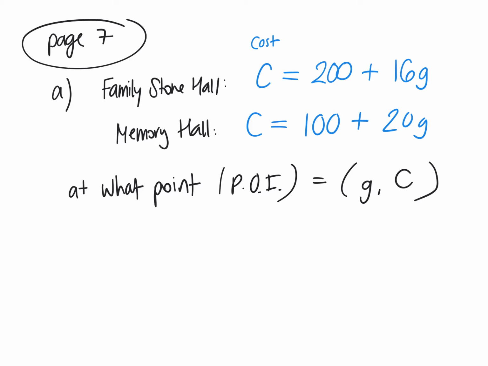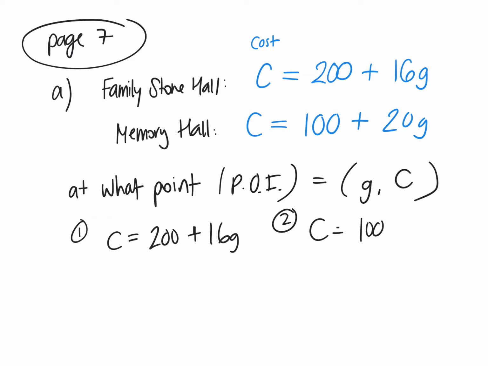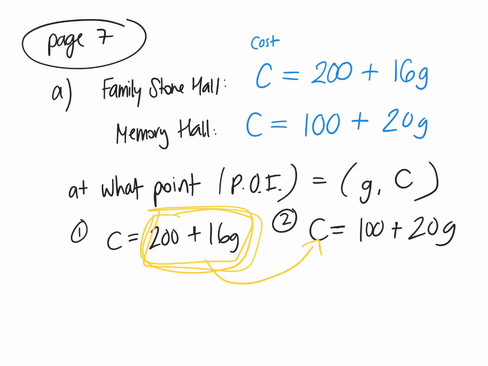So let's solve this. You have your two equations. Equation 1, C equals 200 plus 16G. And equation 2, C equals 100 plus 20G. What's the first step in solving by substitution? Isolate a variable. Is the variable already isolated? Yes. So C is equal to this. Can you take that and replace it with C? Everyone do that right now. Replace C with this, because the variable is already isolated.